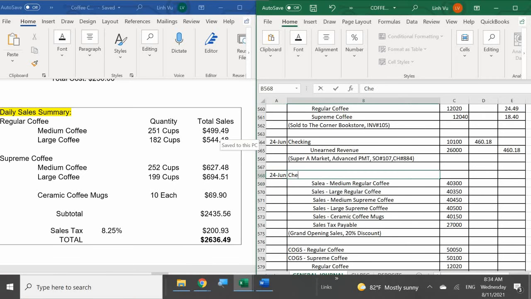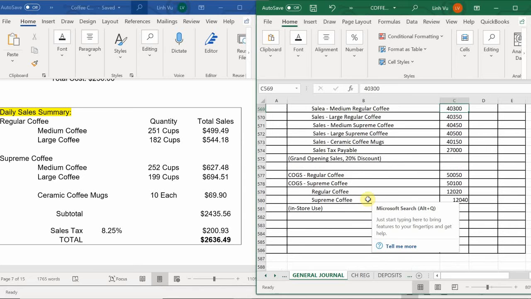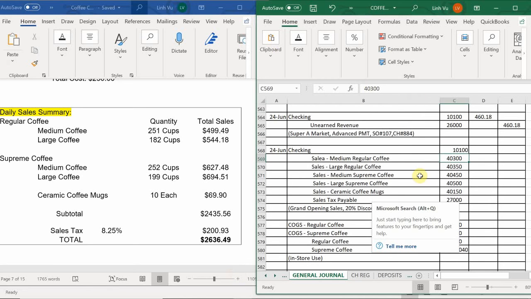And we will be receiving all the money. Right? We desperately need it. And that should fit perfectly in our journal. Okay. So I'm going to use an equal sum here as well for the checking. Okay. So list of sales for the medium regular coffee.